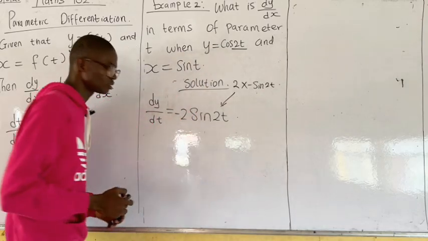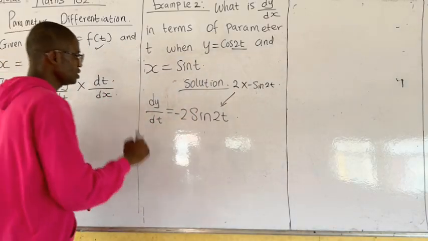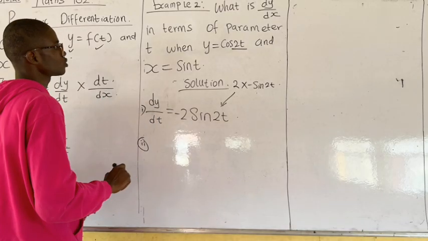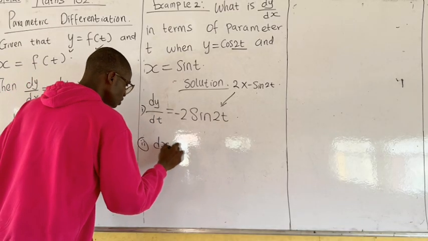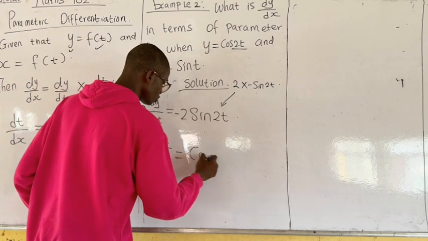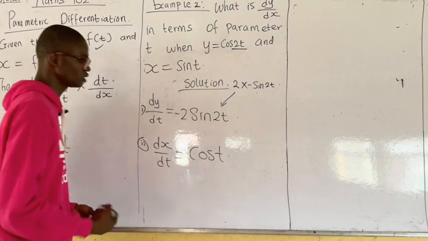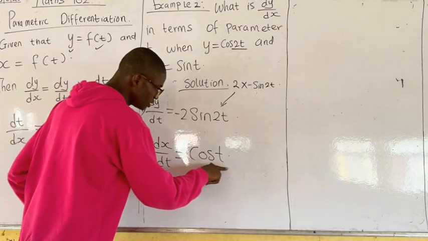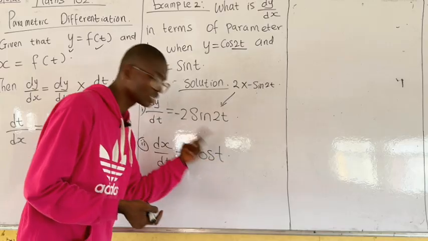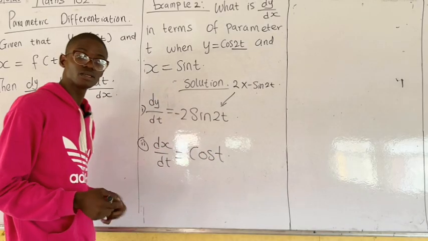So that is the first step. The second step is to get out your dx/dt. What is dx/dt this time? It is cos t, because there's nothing in front, apart from the t there is no number that will come out. You understand when you differentiate this, you still get 1. So if you multiply it, it's still the same thing.